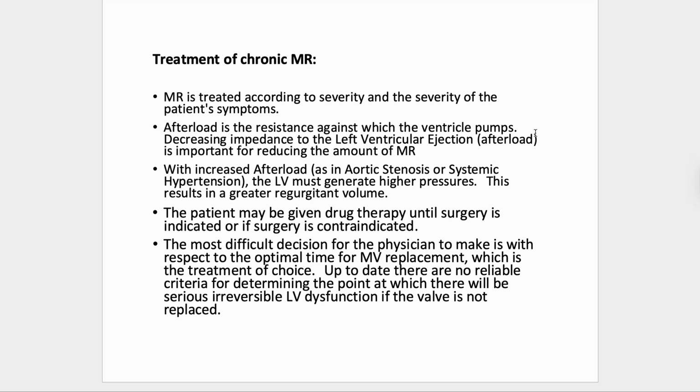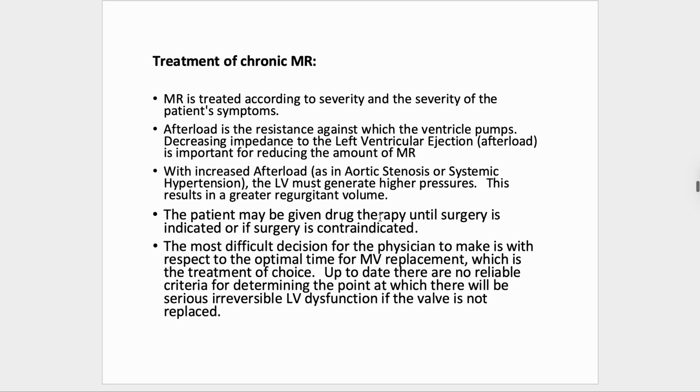Treatment of chronic MR. So, MR is treated according to severity of the symptoms and severity of the regurgitation, right? With increased afterload, the LV has to then generate higher pressures, which results in greater regurgitation. Think about it this way. Don't read this for now, just listen to what I'm saying, right? What this is saying is that depending on the pressure and depending on how much the LV has to squeeze with how much power, that determines how severe the regurgitation is going to be, right?